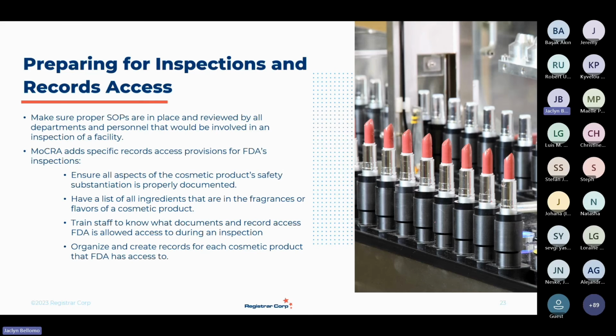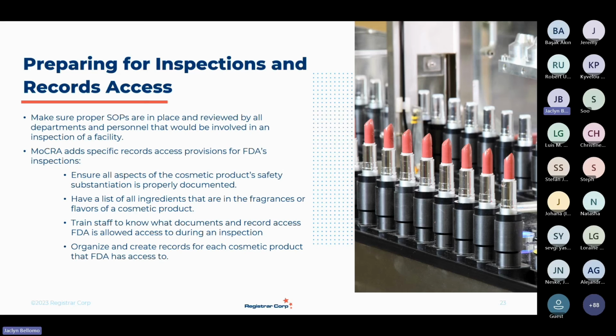So very important to review the SOPs. Call out what departments are responsible, personnel that's responsible, so they have an understanding if there's an inspection, what their role is. Some examples of SOPs that are important to have in place are personal hygiene, the premises, production, storage, record keeping, out of spec products, and complaints and recalls plan.